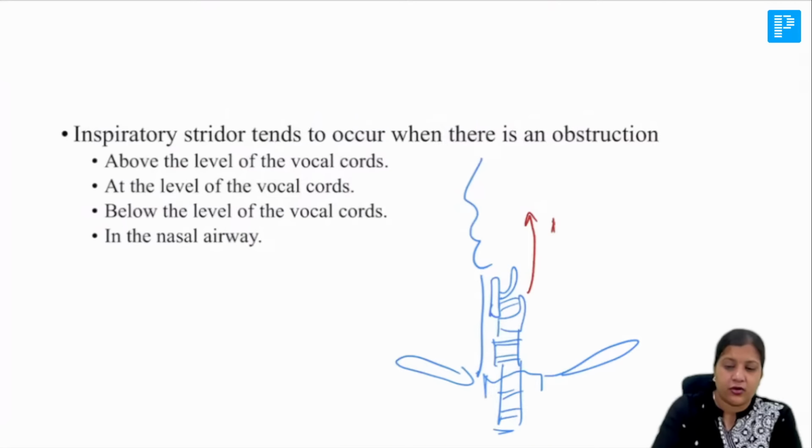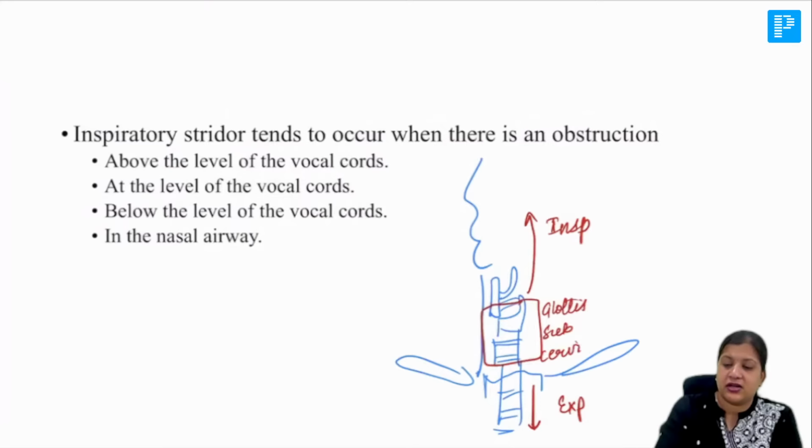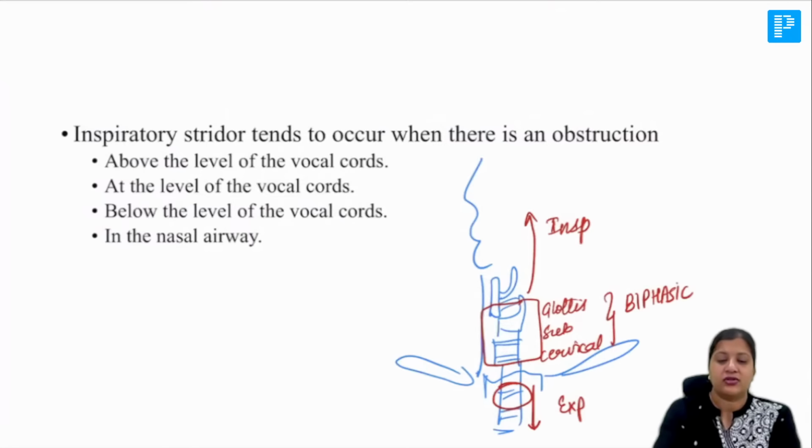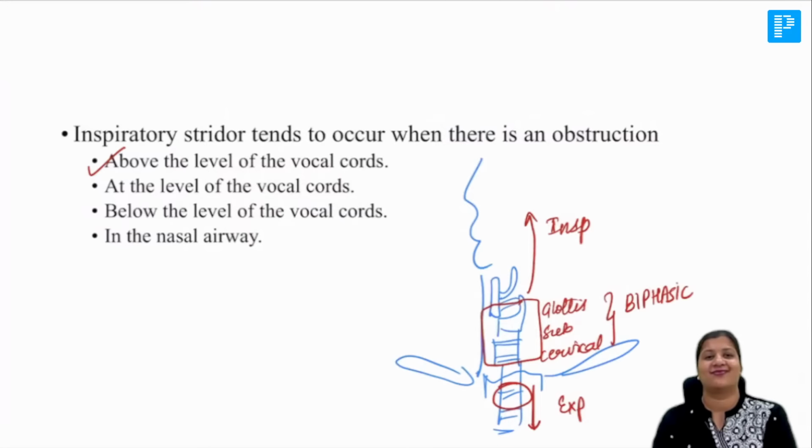Anything above the level of the vocal cord gives inspiratory stridor. Any pathology in the chest and mediastinum, what type of stridor? Expiratory stridor. Any pathology between your vocal cords, at the level of the glottis, subglottis or cervical trachea, will give a biphasic stridor. If the lesion is in the thoracic trachea, bronchus or alveolus, then there will be an expiratory stridor. So inspiratory stridor whenever there is a lesion above the level of the vocal cords. Got it?